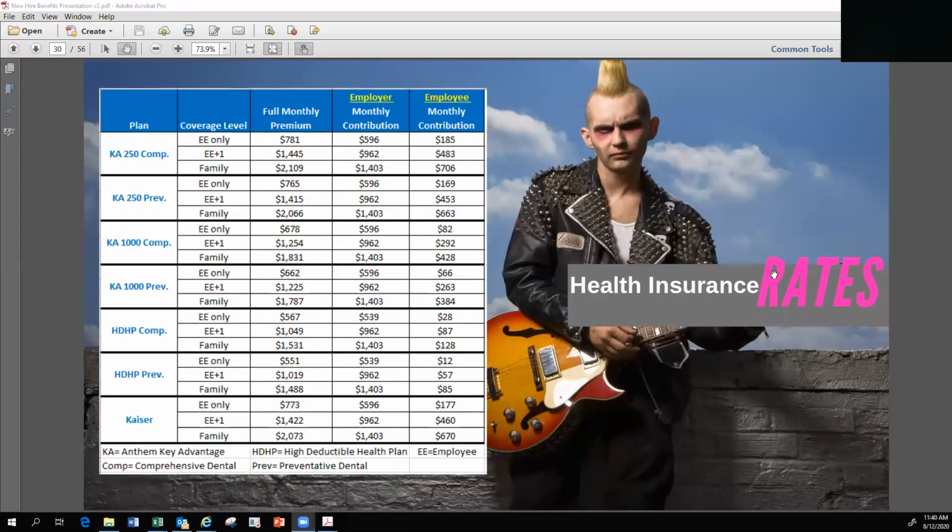Here are our insurance rates. You can see on the left-hand column I have all of the plans, and then I have it broken down by coverage level. So it can be you, you plus one person, or family. Then I have the full monthly premium, followed by the amount that we as the employer will pay on your behalf, and then the amount that you are going to be paying every month. Now, please note that these are monthly amounts. You get paid semi-monthly, so you're going to have to divide it in 2 to find out your per pay amount.